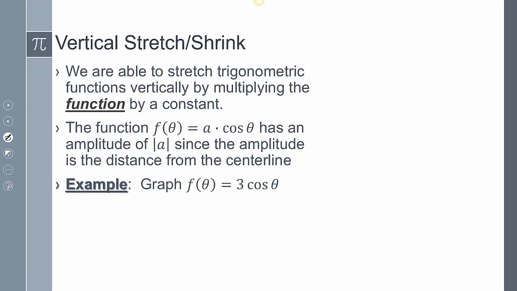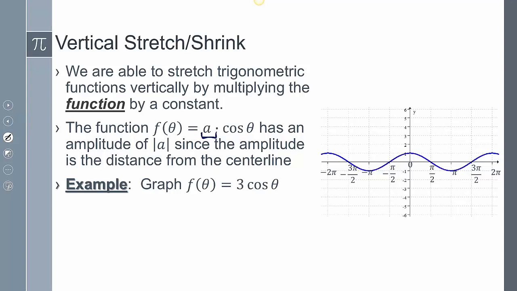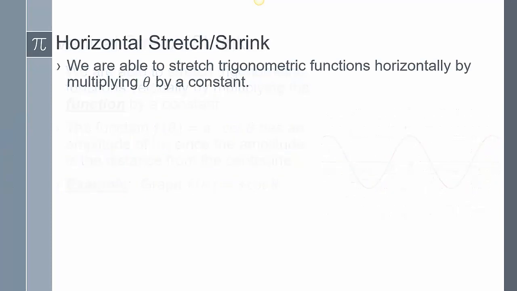Then we talked about this idea of vertical stretching and shrinking, which we defined as the amplitude. We said if we have a value in front of our sine and cosine functions, we call that the amplitude. If I had f of theta equals 3 cosine theta, it actually stretches the graph vertically. So this amplitude applies that vertical stretch or shrinking to the graph.